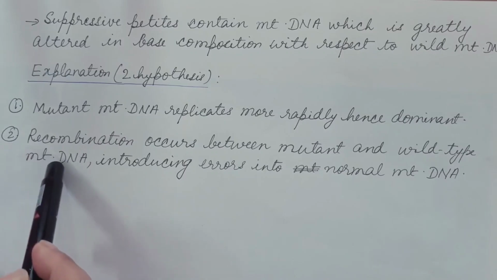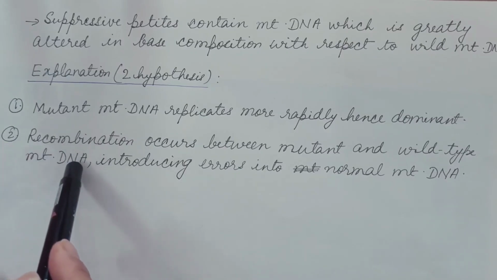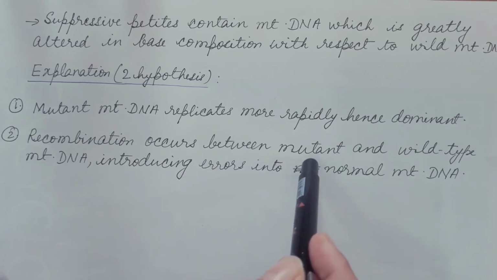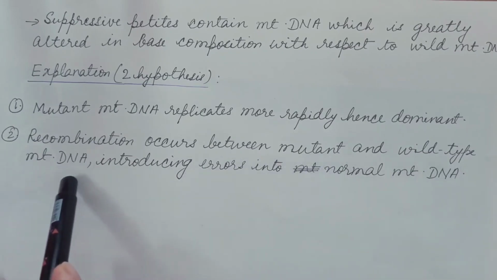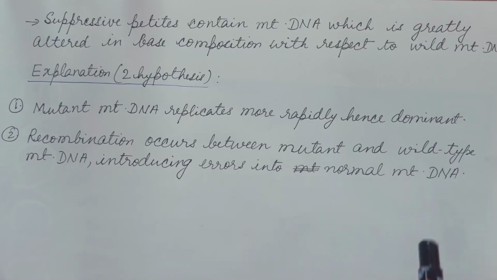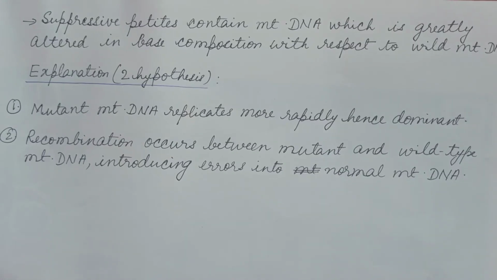And the second hypothesis is that in the zygote, recombination occurs between mutant and wild type mitochondrial DNA. This introduces errors into normal mitochondrial DNA, and now most of the mitochondrial DNA are also mutated, as a result of which most of the progeny or the offspring that we get are peptide.